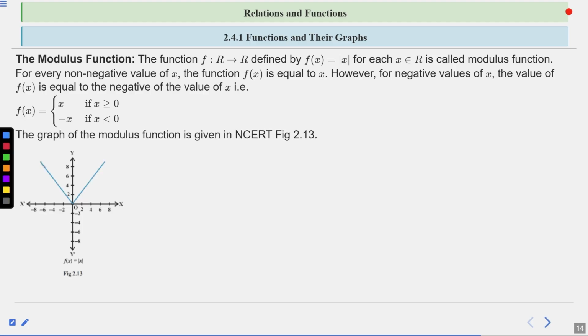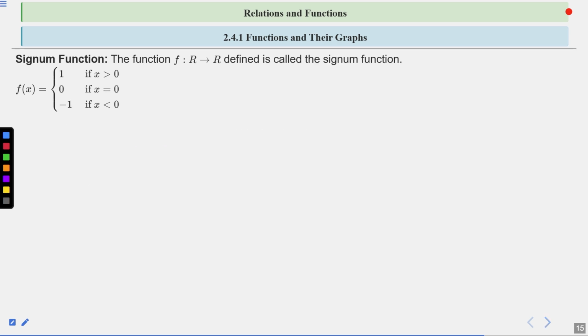Now, the graph for this modulus function will look like this. V type. Vertex at 0, 0. Clear? Now, signum function.